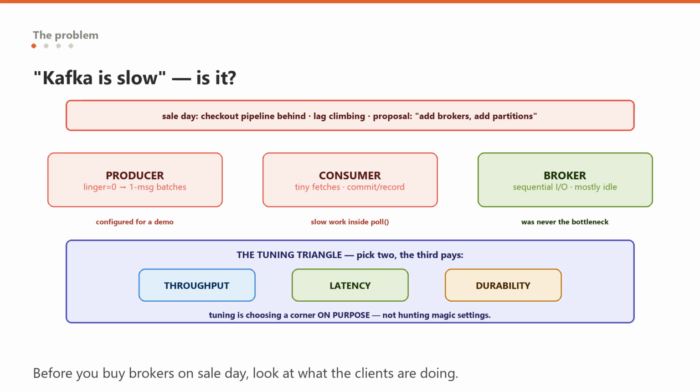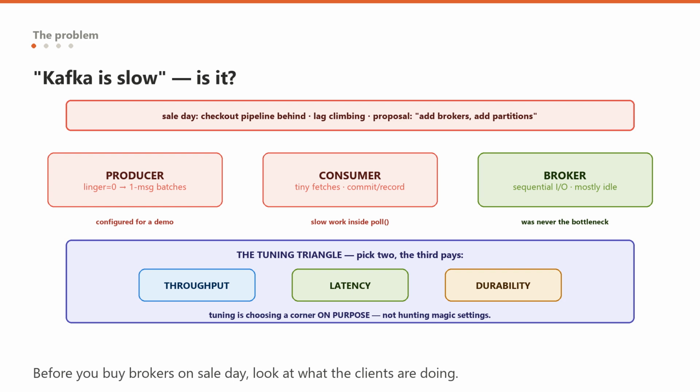The producer is running with default settings, which means it is sending tiny batches, sometimes one message per network request, because the default linger time is 0. The consumer is fetching small amounts frequently, committing after every record, and doing slow work inside its poll loop. The broker, meanwhile, is writing sequentially to disk and serving most reads from memory. It is barely working. This is the shape of most Kafka performance problems in the wild: a broker engineered for millions of messages per second, driven by clients configured for a demo.